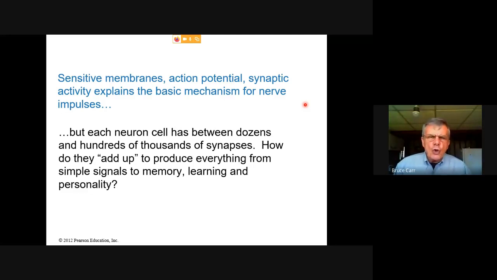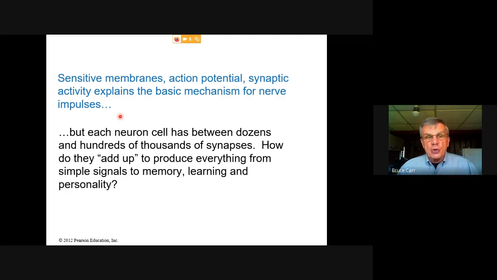So a couple of things to review and underline about nervous tissue. We're talking here about sensitive membranes, again, just like we did with the fiber of a muscle. The action potential, which is the threshold which fires the nerve, and the necessity for a synaptic transfer of that energy by a chemical step. And that basically explains nerve impulses within the individual cell.